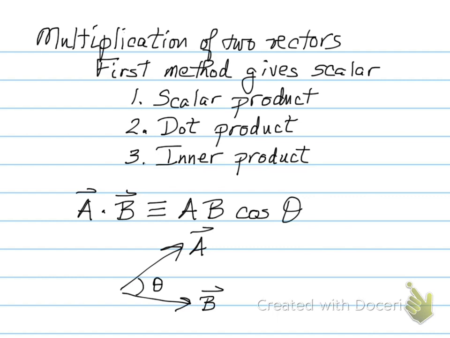Notice that A cosine theta is the component of A in the direction of B, the parallel component. So sometimes you'll see this written as the parallel component of A times the magnitude of B, or also the parallel component of B times the magnitude of A. The dot product gives you a magnitude of one vector times the component of the other vector that's parallel to the vector.